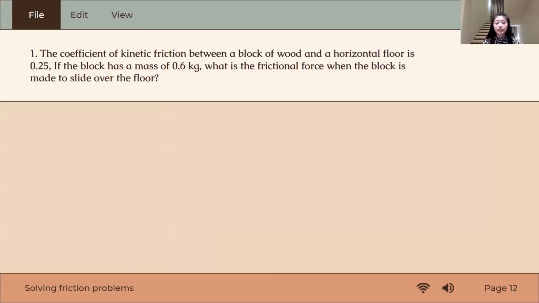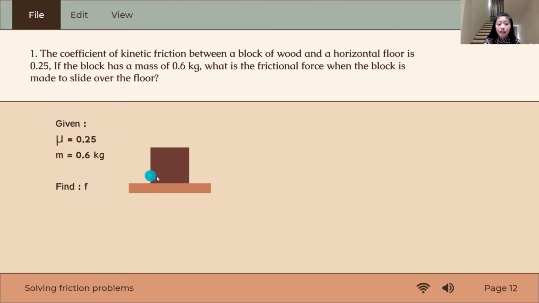First question. The coefficient of kinetic friction between a block of wood and a horizontal floor is 0.25. If the block has a mass of 0.6 kilograms, what is the frictional force when the block is made to slide over the floor? Given mu equals 0.25, m equals 0.6 kilograms, find F.